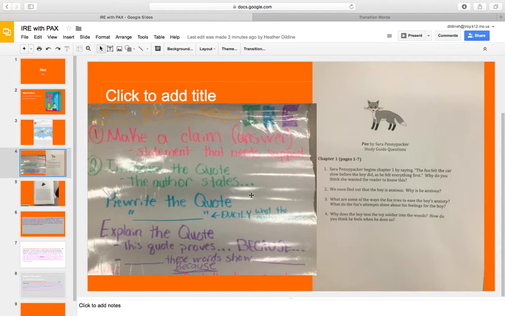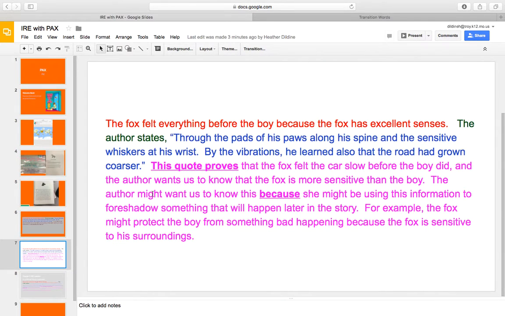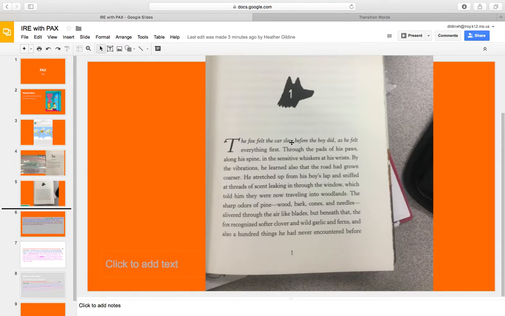Next, we need to rewrite the quote, exactly what the author writes from the book. This is where you have to pull evidence from the text. So whatever your claim is, the quote has to support your claim. They have to be related. So going back to the chapter, as I read through the first chapter, how do I know that the fox is more sensitive than the boy? Well, it says, "through the pads of his paws along his spine and the sensitive whiskers at his wrists. By the vibrations, he learned also that the road had grown coarser."